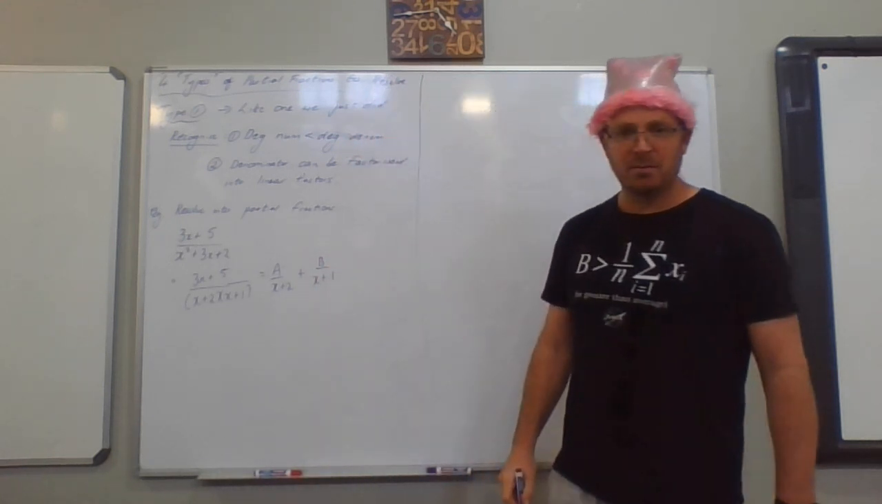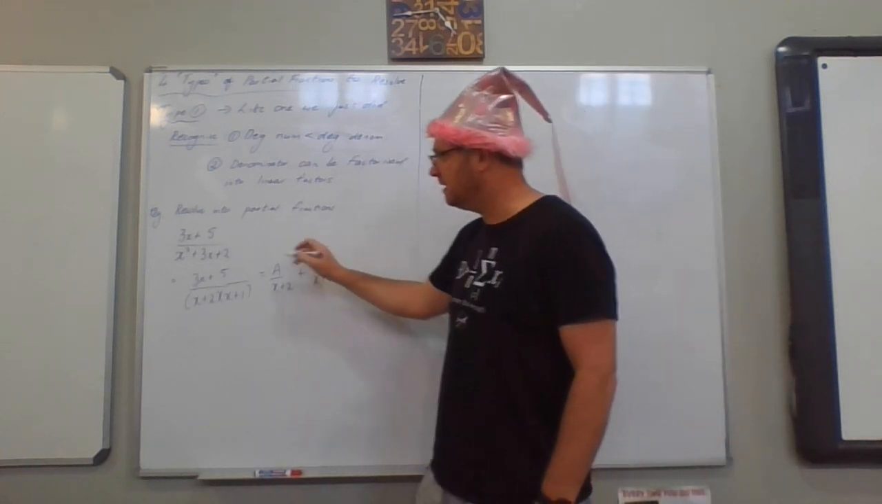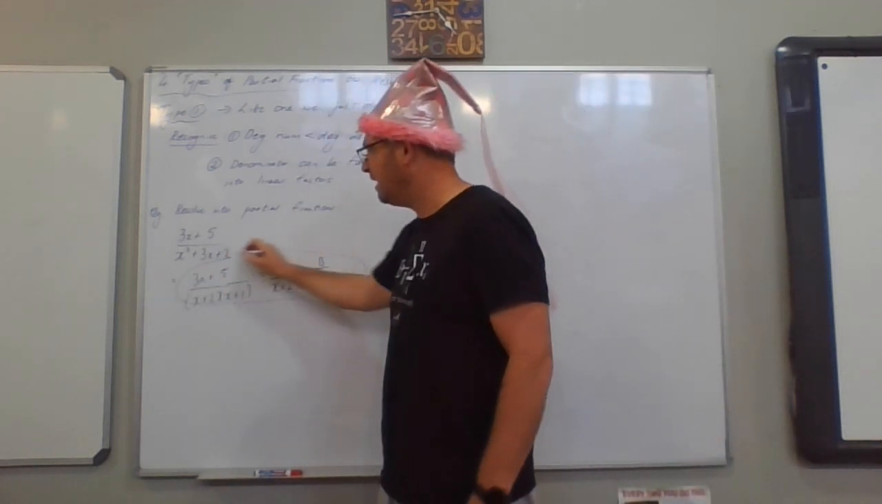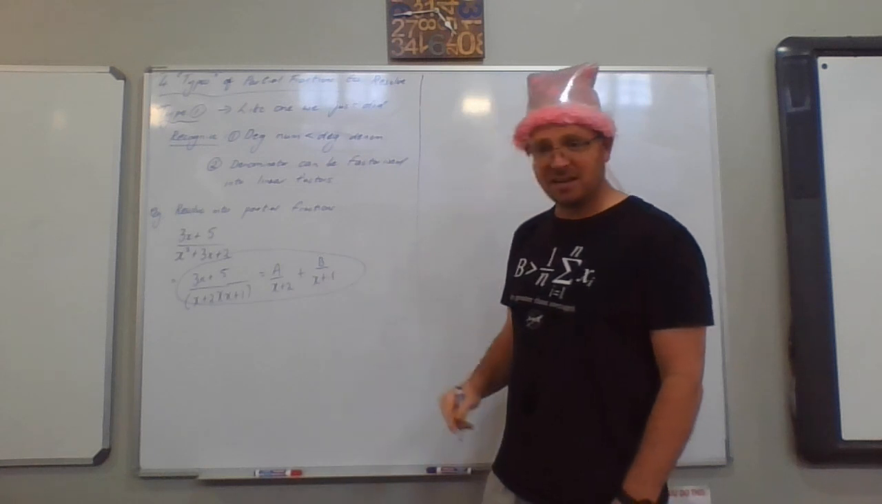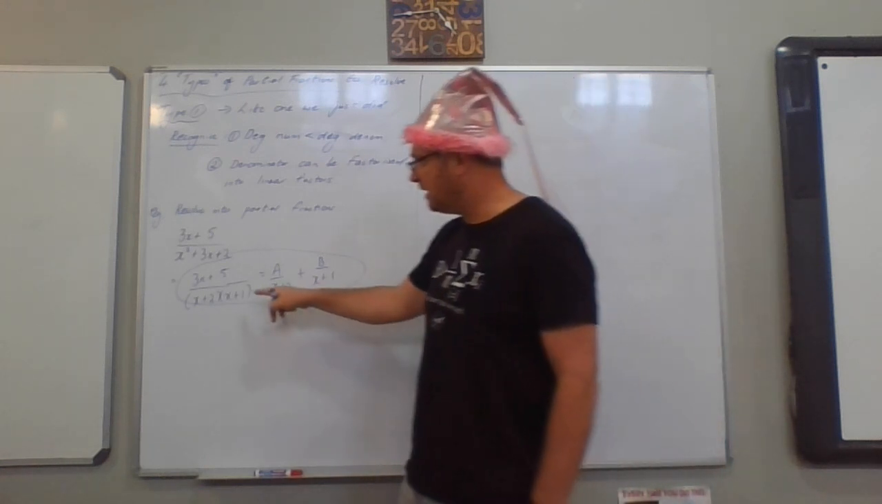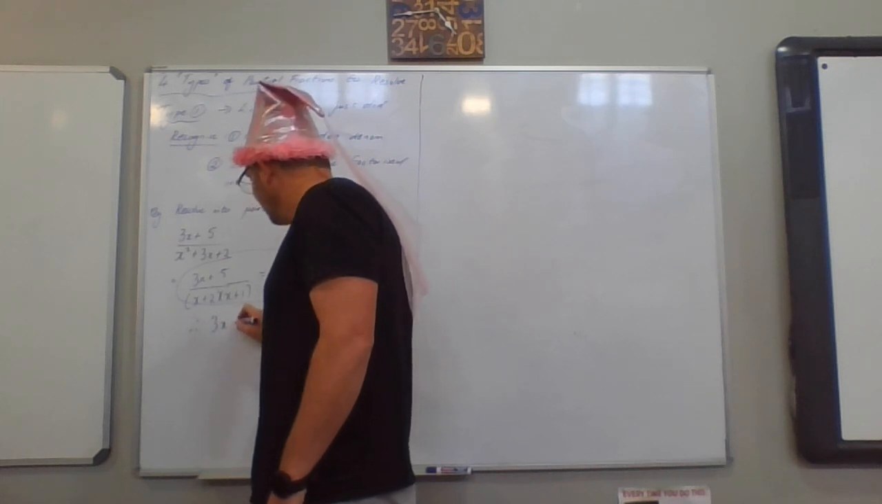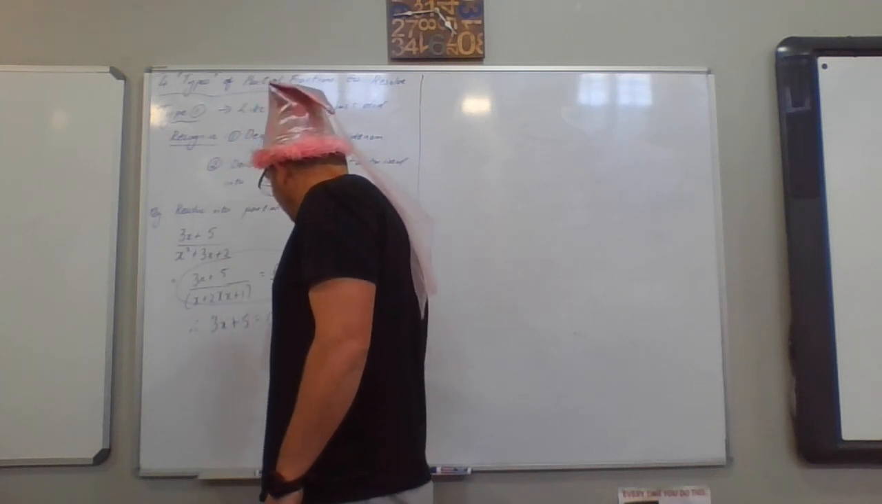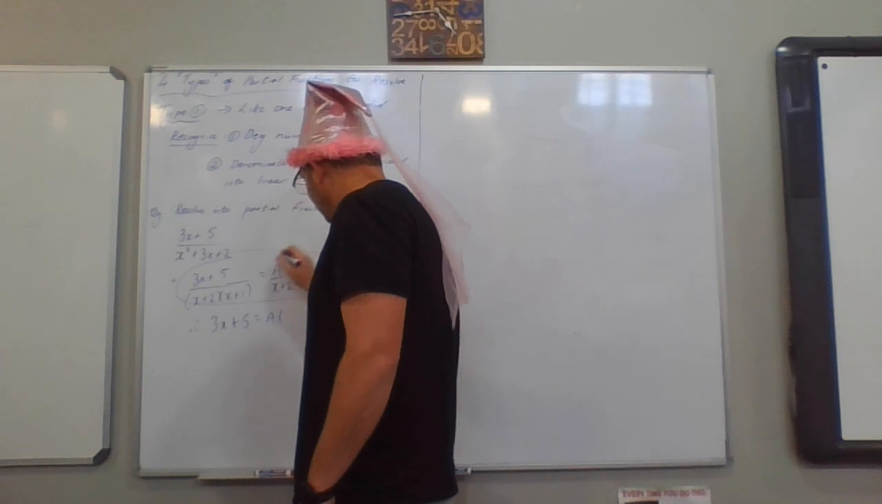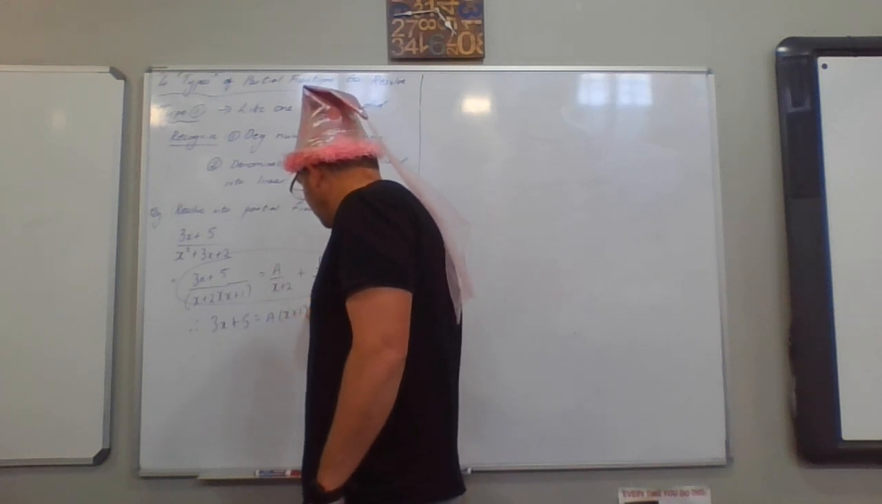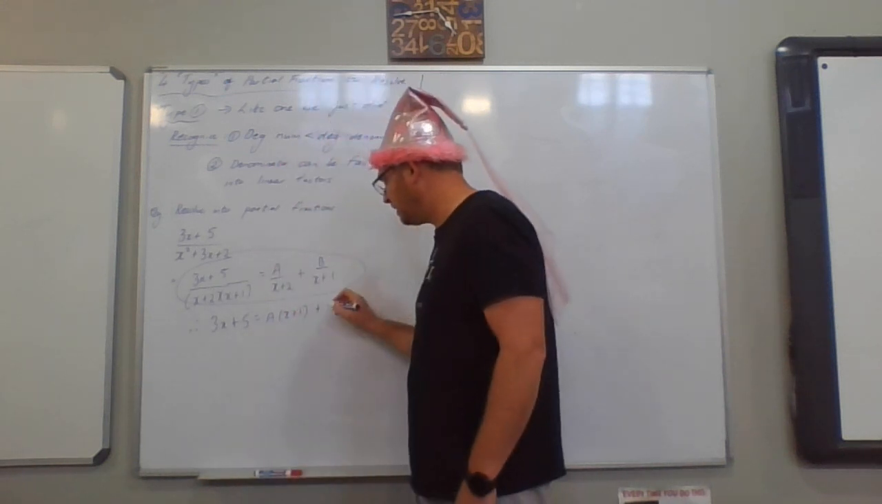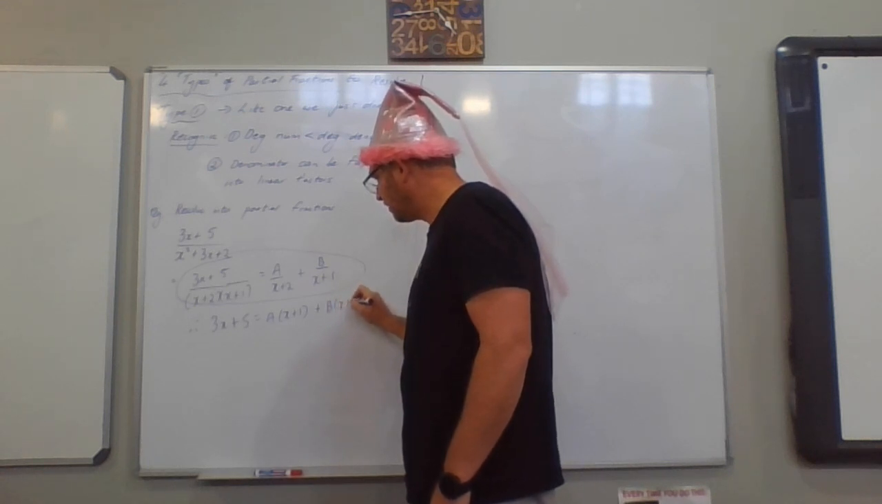Right, the next step, if you remember the steps, was to get rid of the denominator from this whole expression over there. So how do I do that? I multiply both sides, every single term, by x plus 2 times x plus 1. So I'm going to be left with 3x plus 5 is equal to a times x plus 1, plus b times x plus 2.